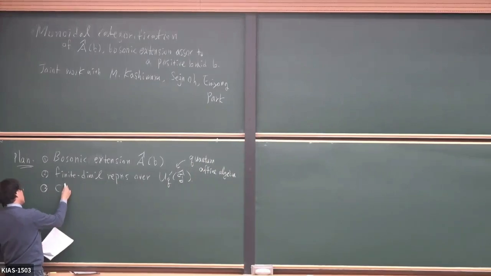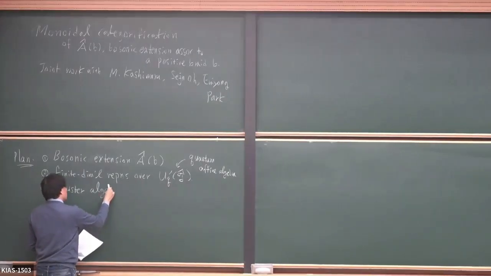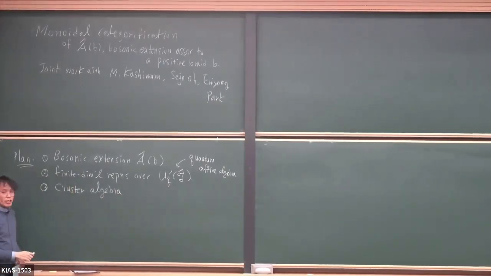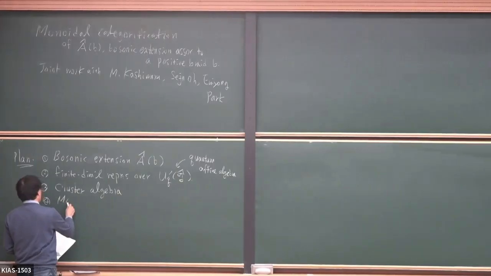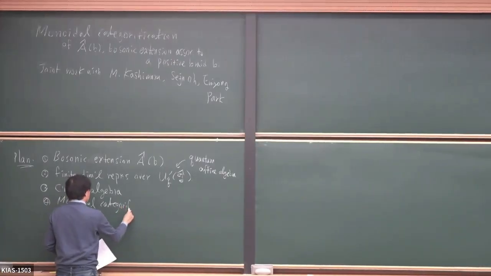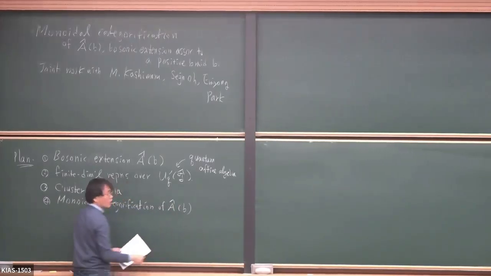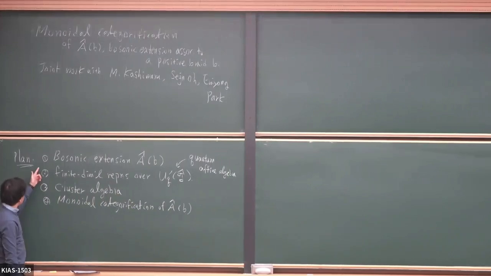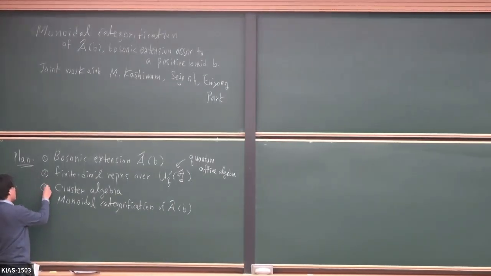Three, I need to explain what it means, the monoidal categorification. For this, I introduce the cluster algebra very briefly. And at the end, I'm talking about the monoidal categorification of A hat B. Briefly speaking, today I want to focus on introducing the first two things, and I'll present our result on number 4 briefly.